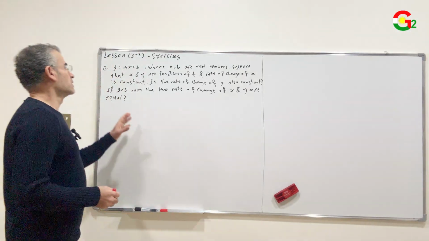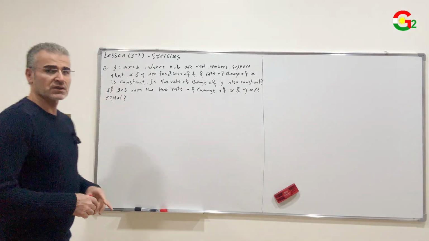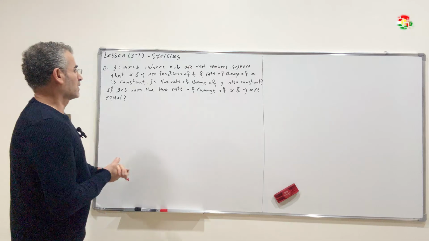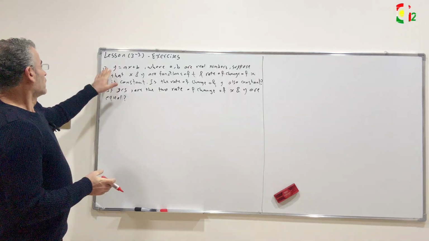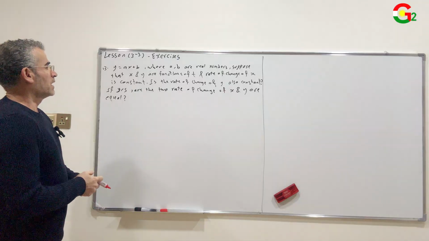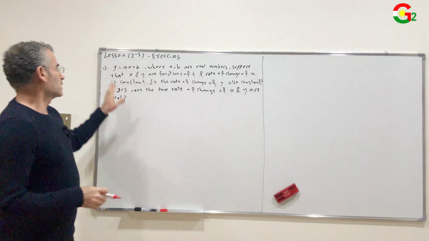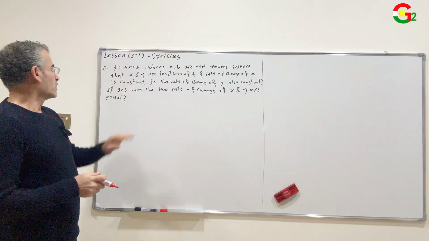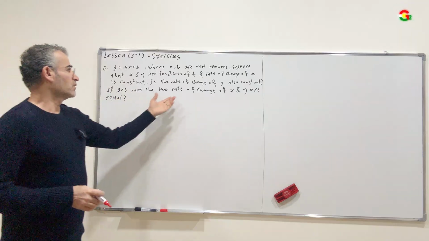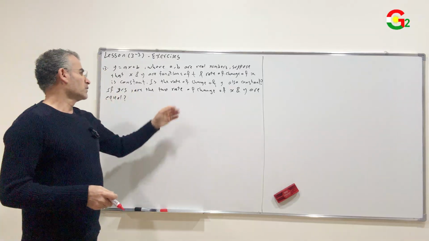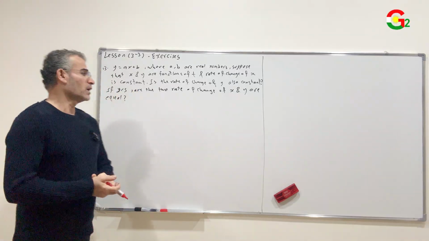The last question in this set, the other question I solved within the ministerial question because they are repeated. Question number 13: y equals ax plus b, where a and b are two real numbers. Suppose that x and y are functions of t and the rate of change of x is constant. Is the rate of change of y also constant? If yes, are the two rates of change of x and y equal?